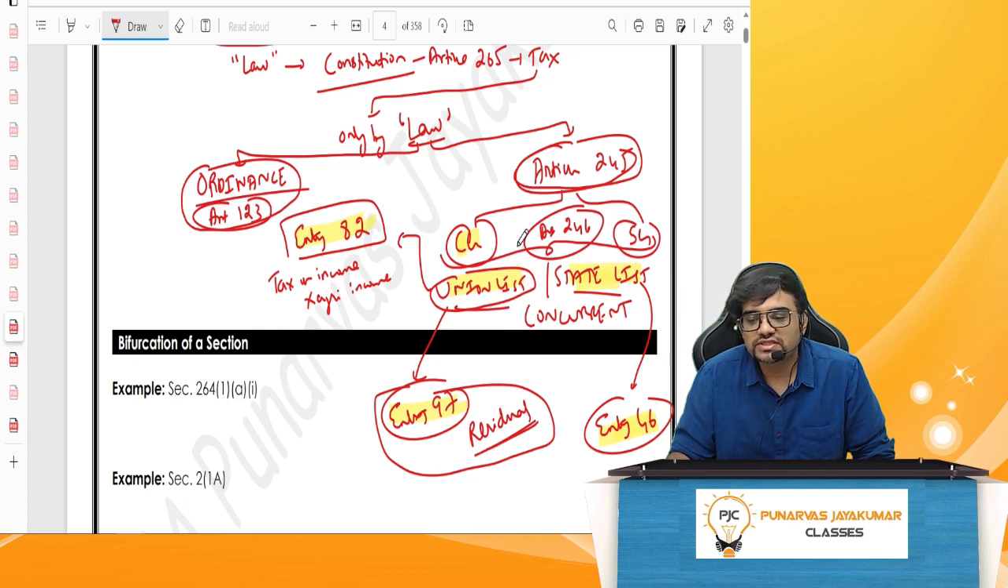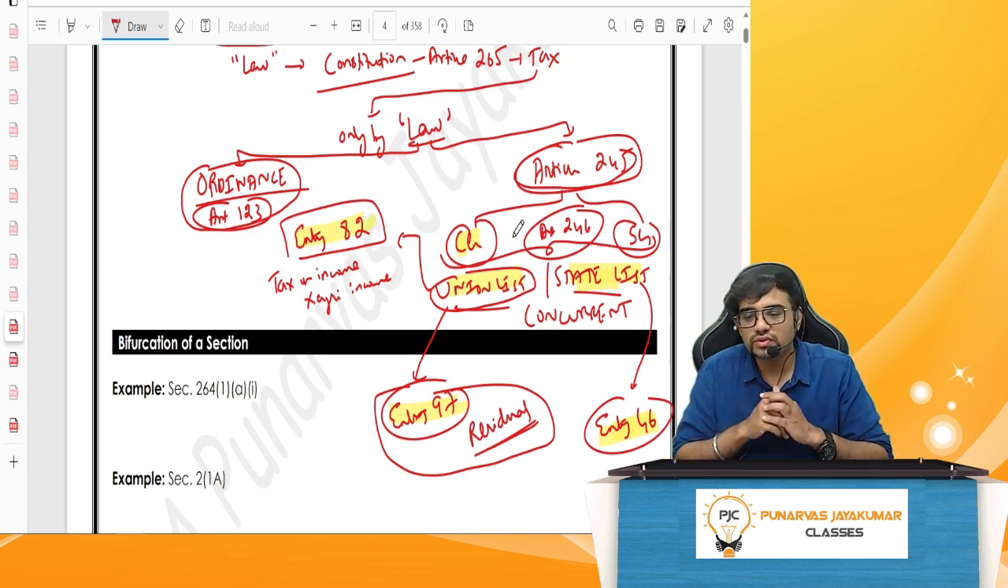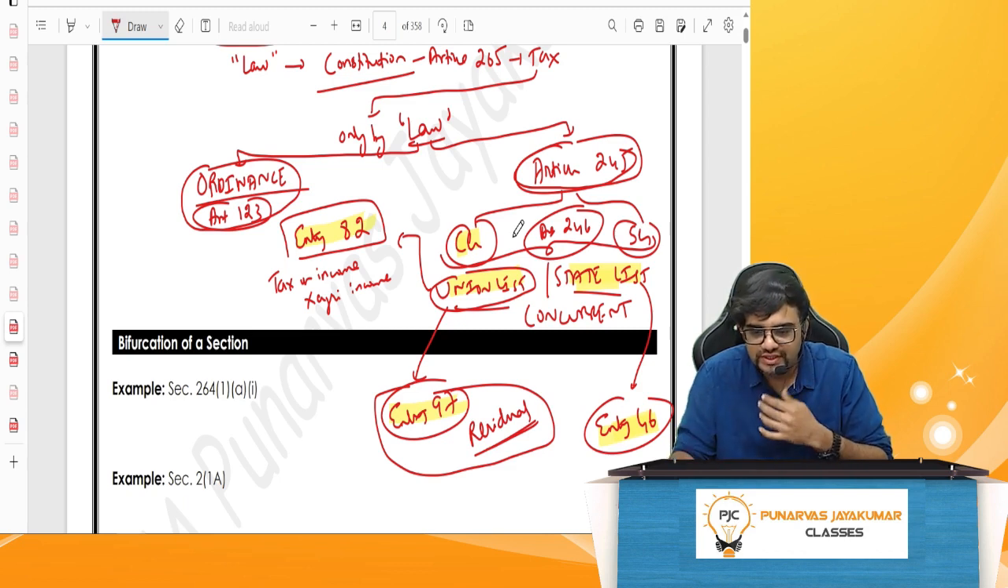Then the union list, on the other hand, has one more entry, 97, whereby whatever they cannot charge under 82, they will pass under 97. The best example was your service tax once upon a time, and now there is something called equalization levy. All these countries came together and decided, let's do this equalization levy. So that is what it is. Cool. So this is what we saw.